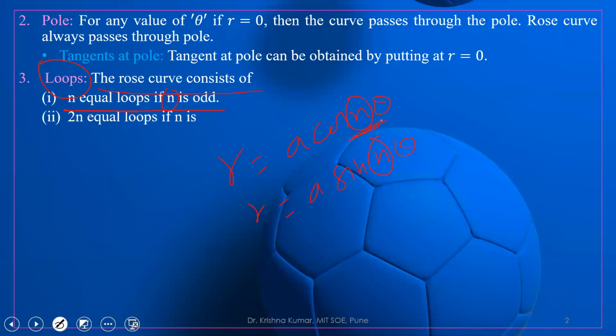Second thing, 2n loops if n is even. If the value of n is even, for example r equal to a cos 2 theta, what is the value of n? It is 2, so there will be 4 loops. If we take r equal to a sin 3 theta, the value of n is odd, which is 3, so we have the same number of loops. If n is odd, the same number of loops; if n is even, 2n loops, double. This is a very important point.